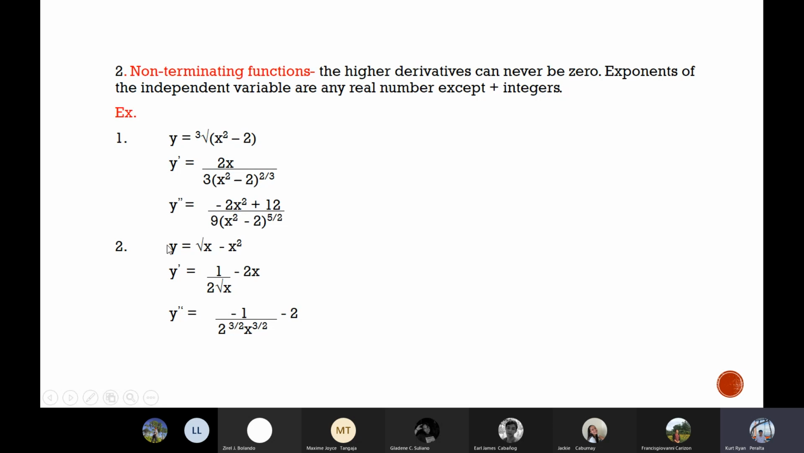The derivative of this function is equal to 1 over... this one can be solved using the power rule. So it is x to the power of 1/2, then the 1/2 you distribute, so it becomes 1 over 2 over square root of x minus 2x. That's the first derivative. Then the second derivative gives this result, and it goes on, same as this.